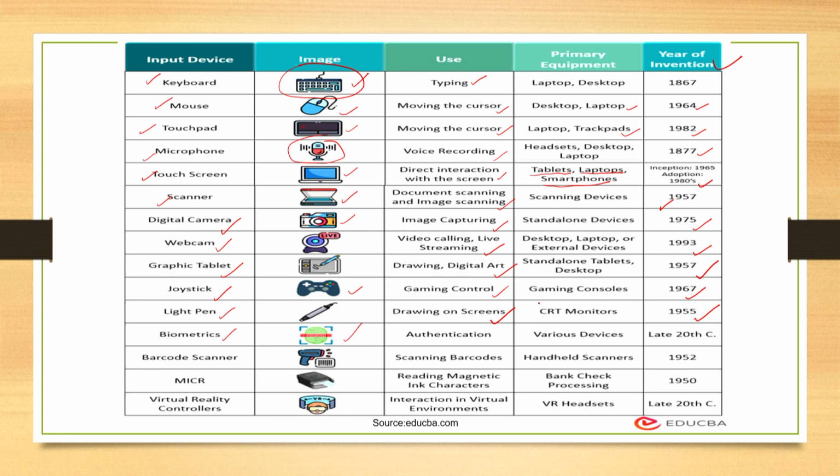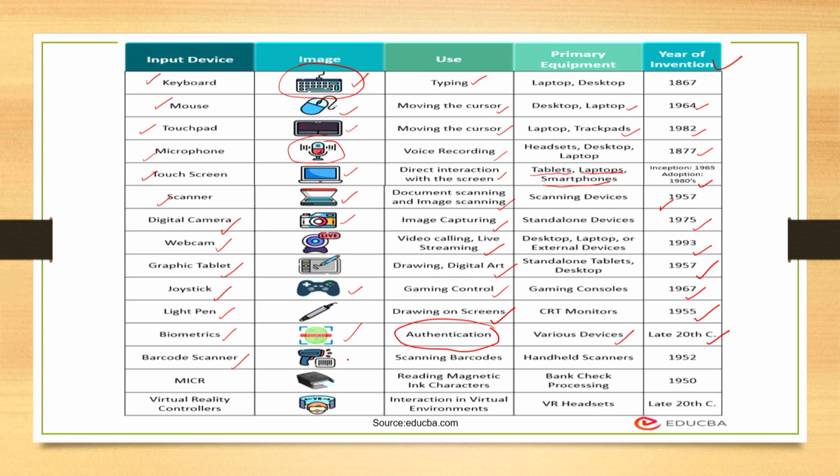Biometric, this is for security purpose or you can say authentication. So, it can be equipped with the various devices and it was invented in the late 20th century. Nowadays, you might have seen these biometrics in the offices. These are very much popular in the offices for taking attendance of employees.